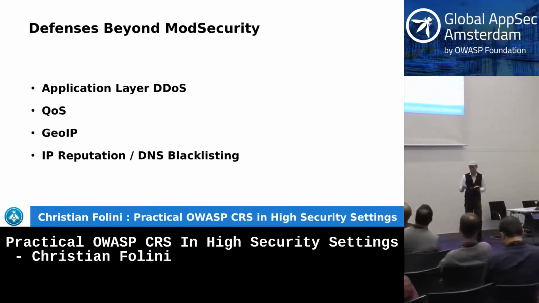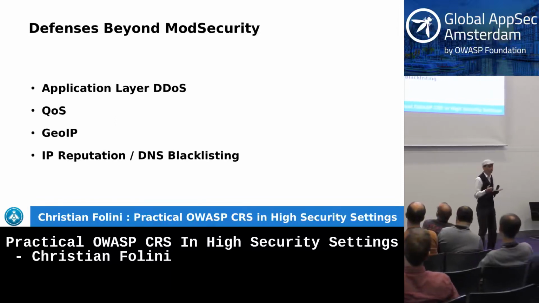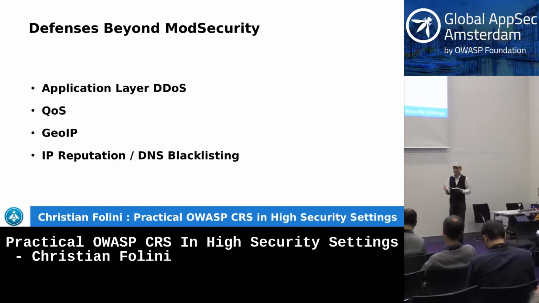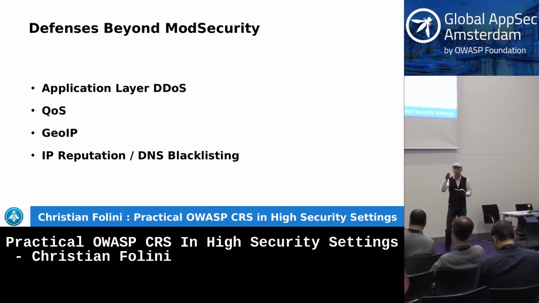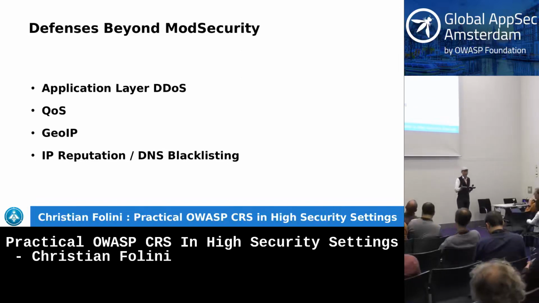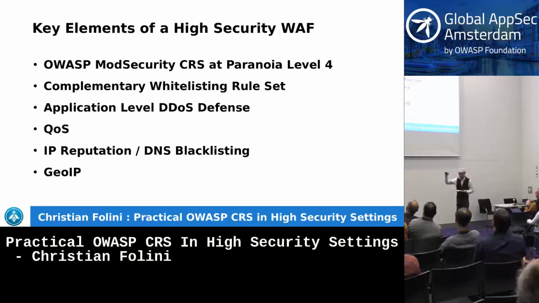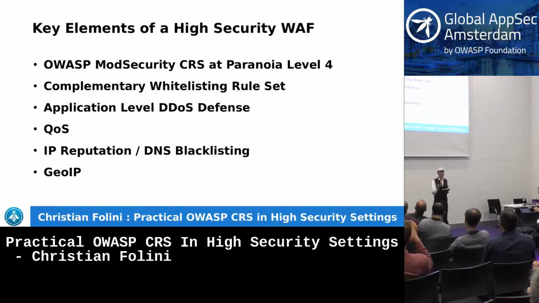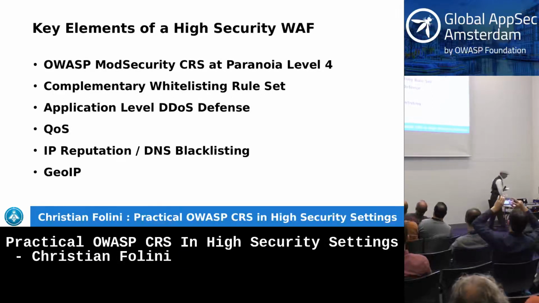Outside of ModSecurity, you need to have application denial of service defense on the WAF. Quality of service to protect against scraping is important. GeoIP can be a big help, and look into DNS blacklisting, because you don't want to talk to known offenders. DNS blacklisting tells you, look, this IP address is bad. Why don't you stop talking to that IP address? All combined, CRS paranoia level 4, a whitelisting rule set, and a couple of additional measures give you a high security WAF setting. And that will be the summary of my talk.